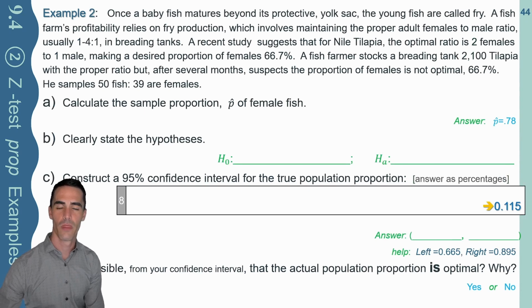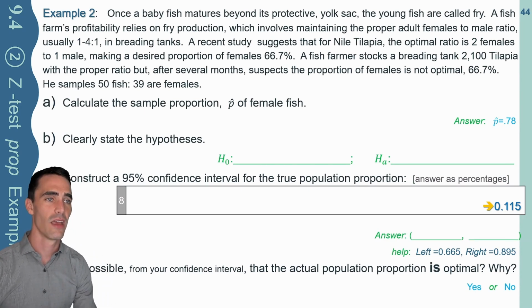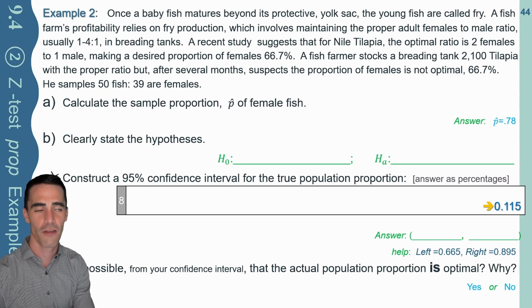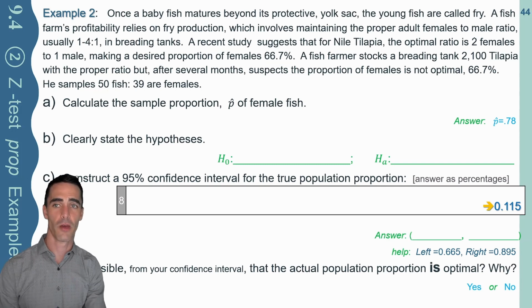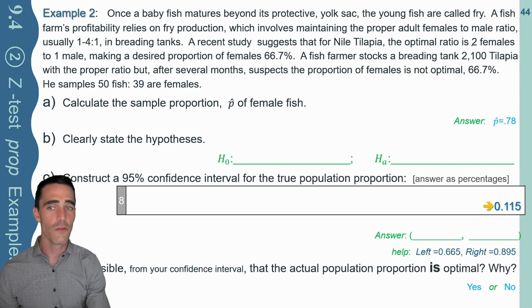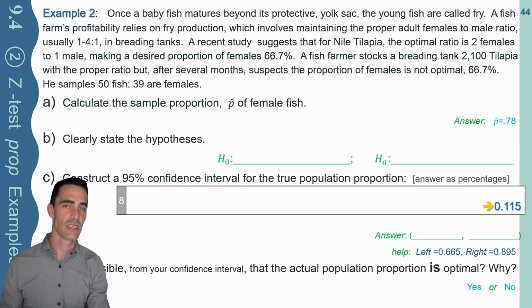Next example. Once a baby fish matures beyond its protective yolk sac, the young fish is called a fry. A fish farm's profitability relies on fry production, which involves maintaining the proper adult female to male ratio, usually about 4 to 1. That's 4 females to 1 male in breeding tanks. A recent study suggests that for Nile tilapia, the optimal ratio is 2 females to 1 male, making a desired proportion of females 66.7%. That's 2 divided by 3.